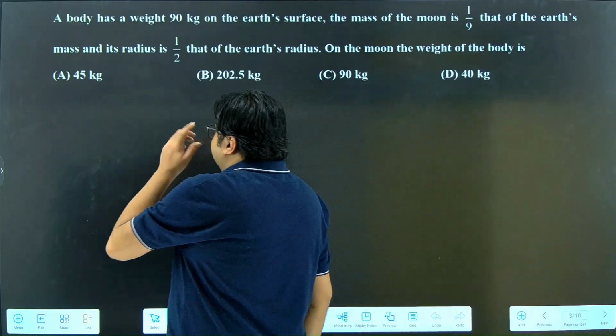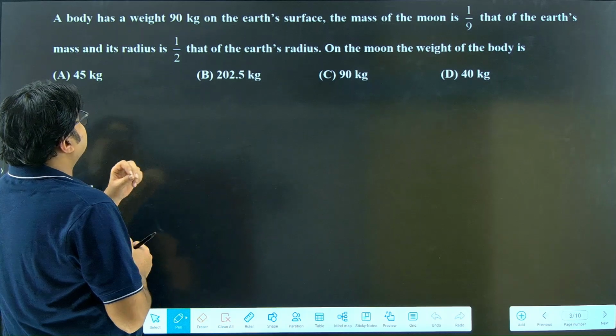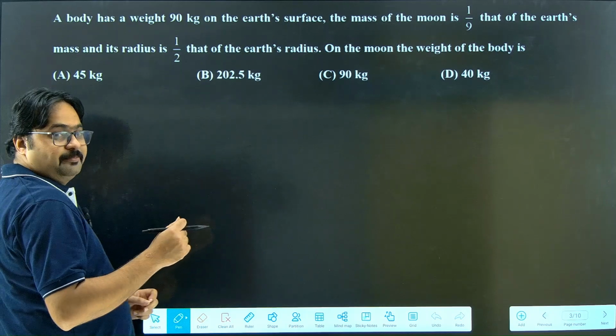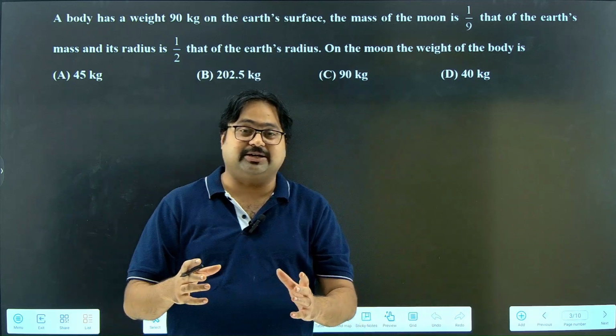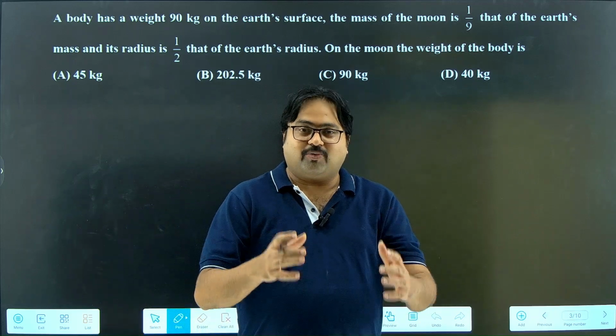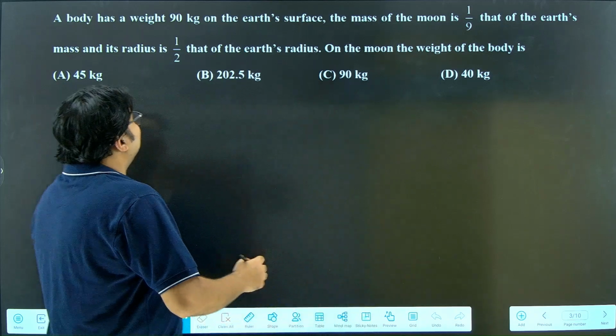Let us look at a question based on what we have just now learned. The question goes this way: a body has a weight of 90 kg. You might be confused. 90 kg is the mass, sir, it's not the weight. Correct. But what the question is trying to tell you is it's 90 kg weight. That's what it is.